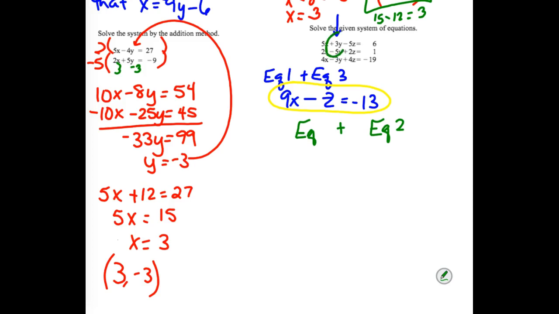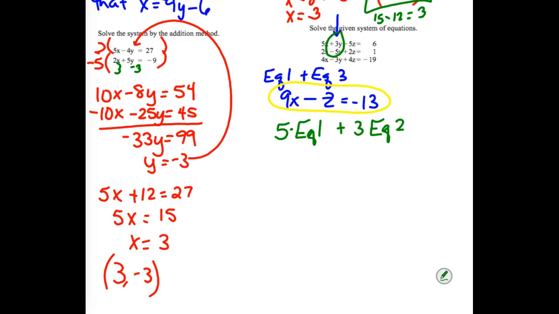If I'm trying to get these y's to disappear, I need a 15 and a negative 15. Does that make sense? Okay, so the top equation I'm going to multiply by a 5. So 5 times equation 1. The second equation I'm going to multiply by a 3. We good with that? So that's the little notation that I want to see on your paper so I can tell what it is you were trying.